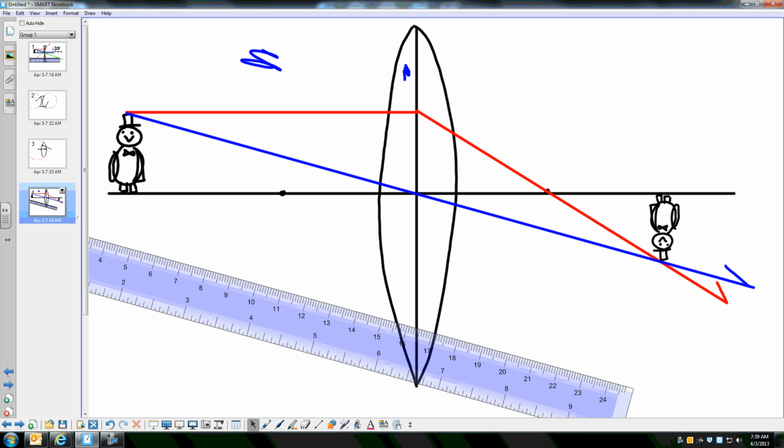So we can have Dr. Penguin. Yep. 3 things. Help me out. What are the 3 things that we can say about this? Upside down.